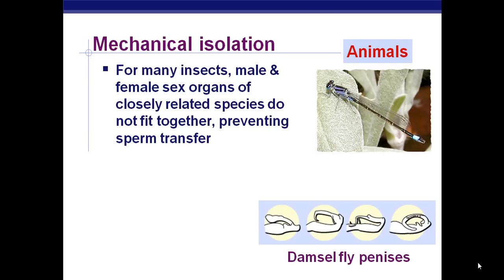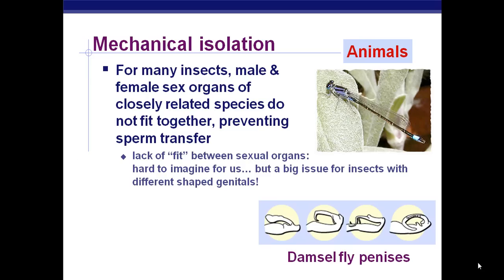Mechanical isolation for animals. We just looked at it for plants and how different plants can't be cross-pollinated because they attract different pollinators. This also happens in animals. For many insects, male and female sex organs of closely related species don't fit together, therefore the sperm cannot be transferred. This lack of fit between sexual organs is really kind of hard for us to imagine, but it's a really big issue for insects with differently shaped genitals. For example, look at the different shapes of damselfly penises and how that would obviously only work with certain species. Here's a damselfly.